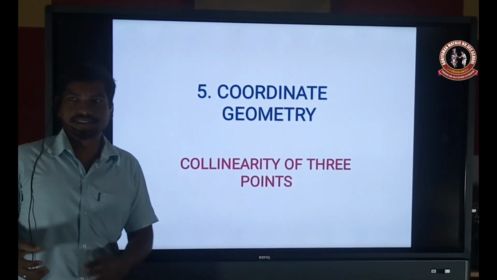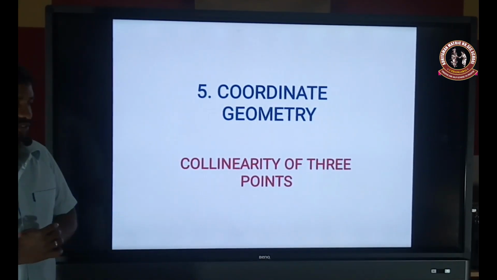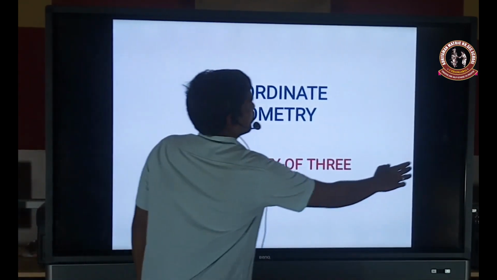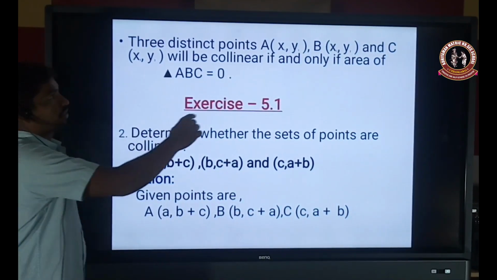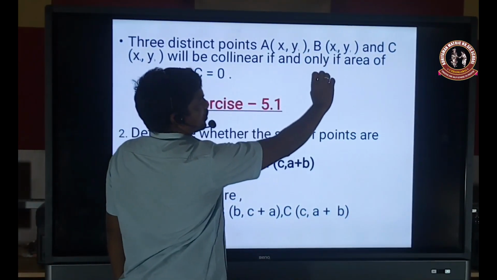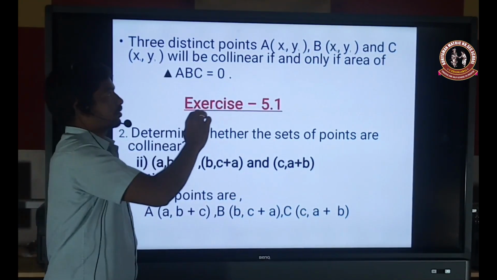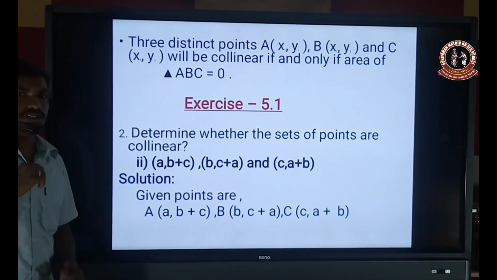Already, in the last class we learned the chapter coordinate geometry. So now our topic is collinearity of 3 points. Three distinct points A(x1, y1), B(x2, y2), and C(x3, y3) will be collinear if and only if the area of triangle ABC equals 0.